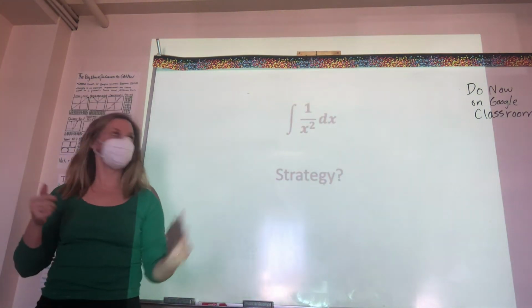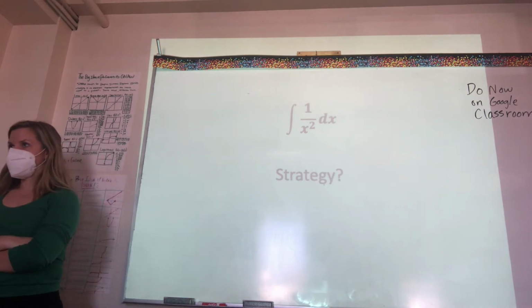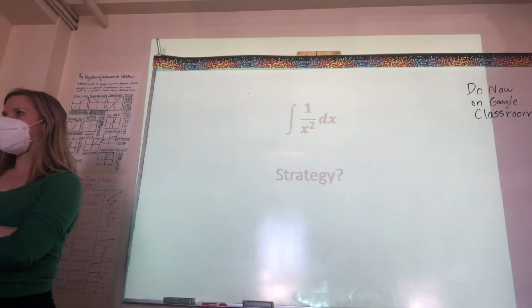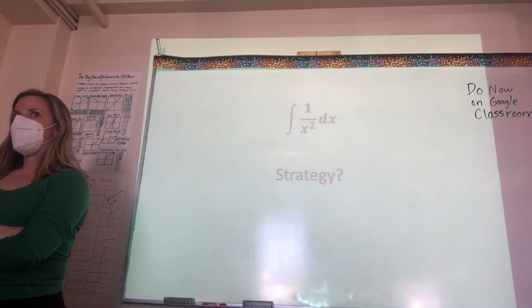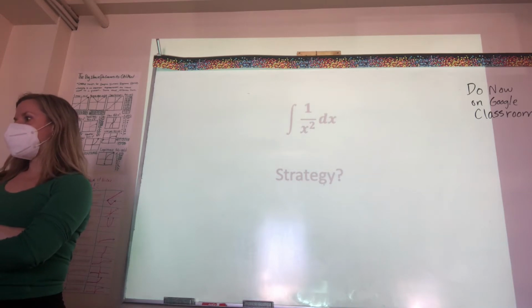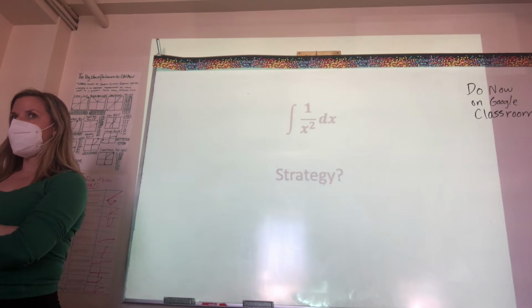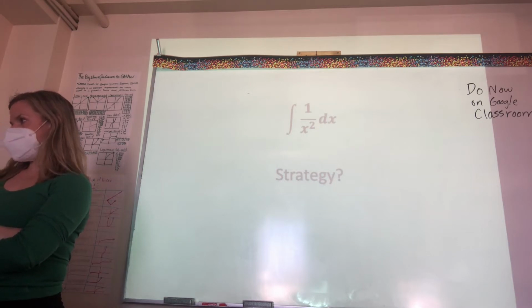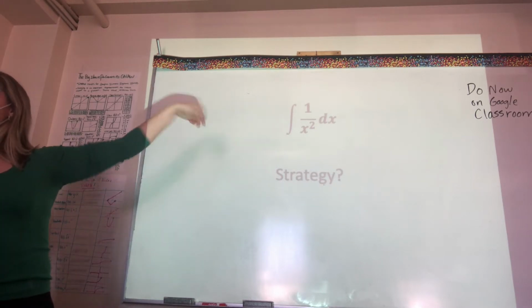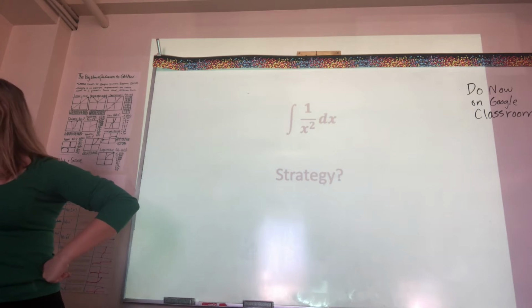Rollback time. This looks similar, right? Instead of 1 over x, it's 1 over x squared. But I do it a different way. You need to rewrite this. This problem has nothing to do with ln at all. This is a rewrite situation. How would I rewrite 1 over x squared in order to integrate?